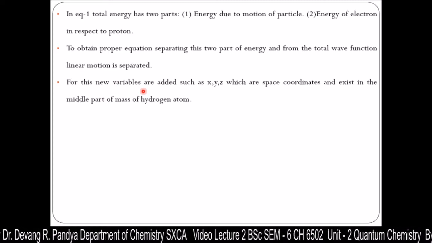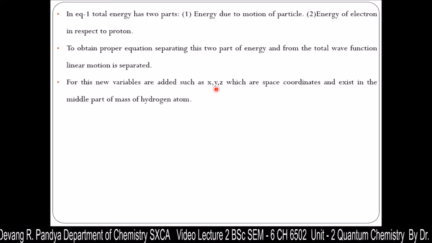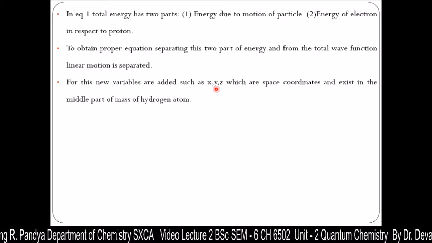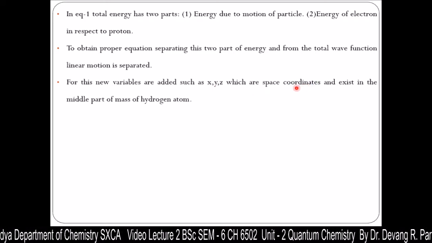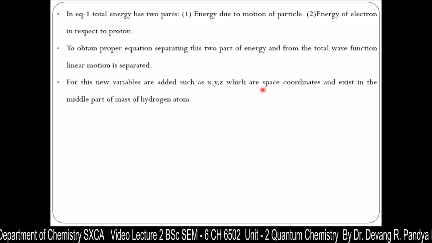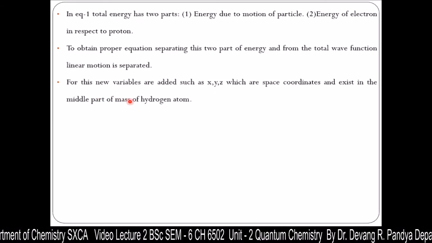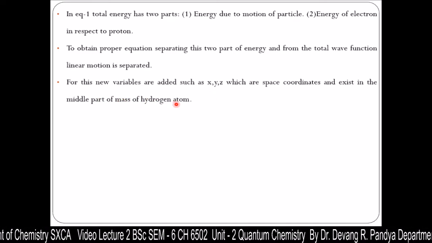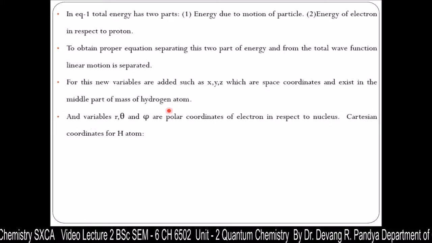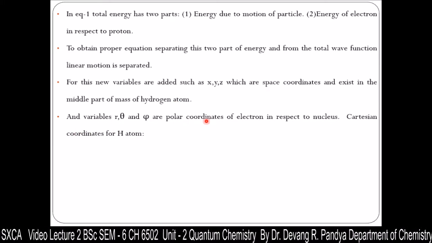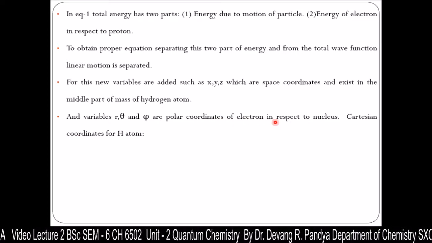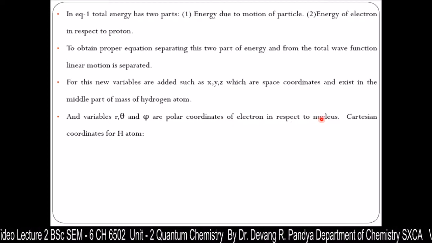For this, new variables are added such as x, y and z, which are space coordinates, which are Cartesian coordinates, and exist in the middle part of the mass of the hydrogen atom. And the variables r, theta and phi are polar coordinates of the electron with respect to the nucleus.